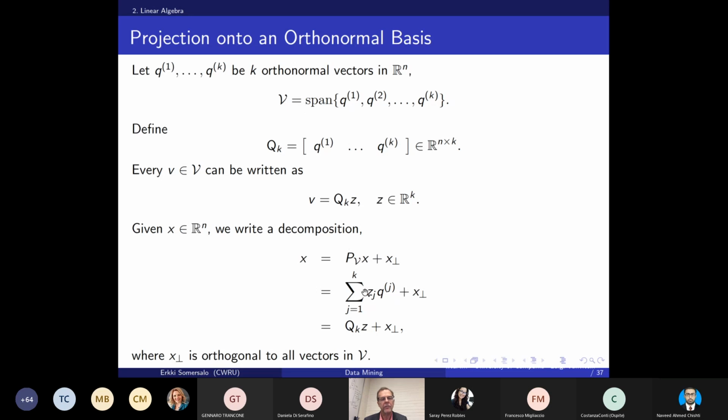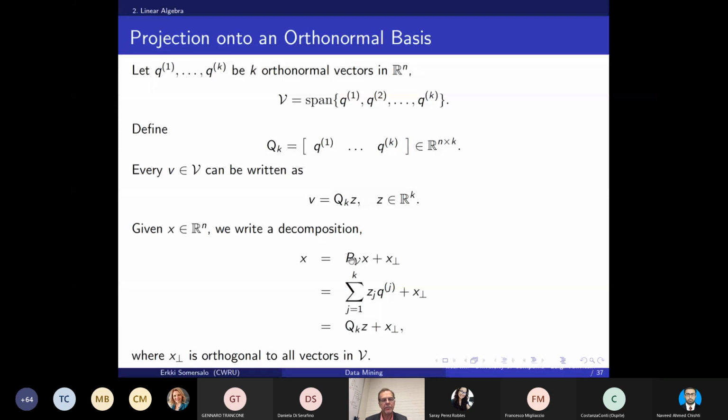So it is a linear combination of the columns of my qk matrix, so it can be written as qk times z, where z I don't know yet. And then I have this orthogonal part, x perp. So this is the decomposition that I'm looking for. I'm trying to find the projection operator PV here.